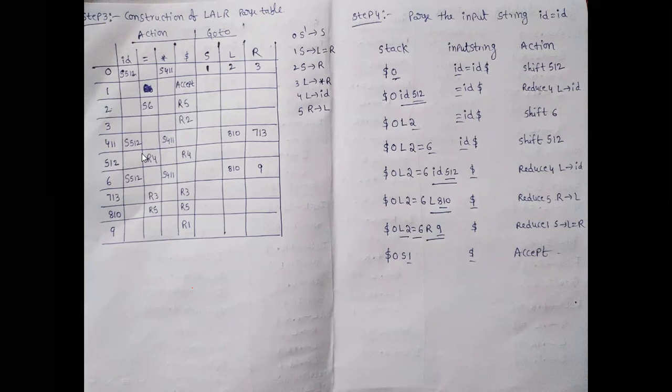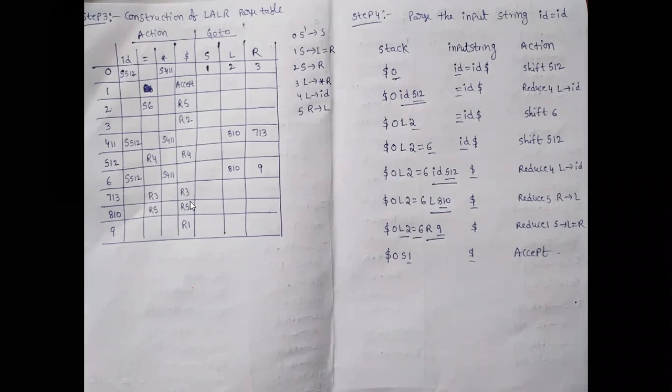For example, we are having S4, so suppose R3 or R5 came. So no need to specify the 5 and 12, only specifying the state number. R is production with capital L, so that is 5. Then we are placing the R5 onto the table.